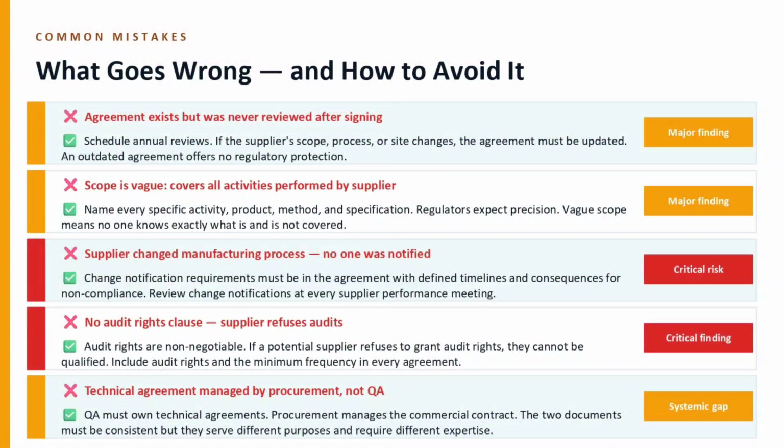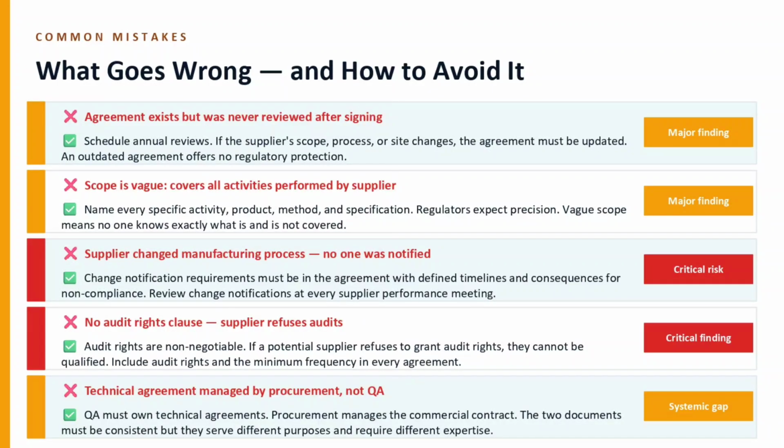Let me finish with the most common mistakes I see in practice, so you can avoid them. The first mistake is that the agreement exists but was never reviewed after signing. The regulatory standard requires periodic review. An agreement that has not been updated in 3 years while the supplier has changed their process, their site, or their personnel is a major finding. Schedule annual reviews and document that they occurred.